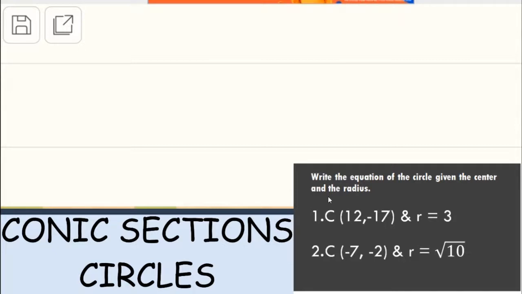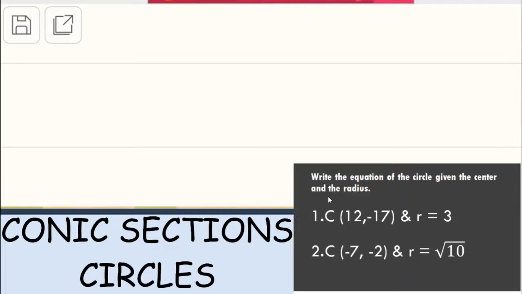So, pag ganito, write the equation of the circle given the center and radius. So, baliktad naman. The center and the radius are given, and we will turn it back into the equation of the circle. We know the format, so this is easy lang.